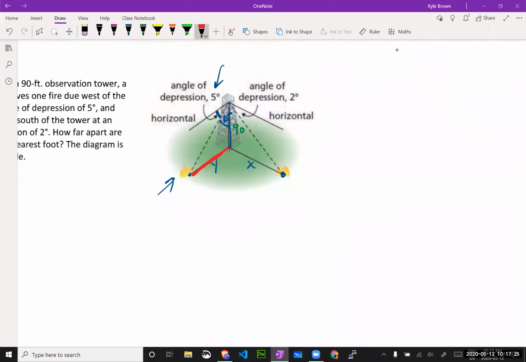If I'm looking at the 85, then the red side there is the opposite, and the 90 would be my adjacent. So I have opposite and adjacent. That's tan. So tan 85 degrees is equal to the opposite, what I'm looking for, Y over 90.